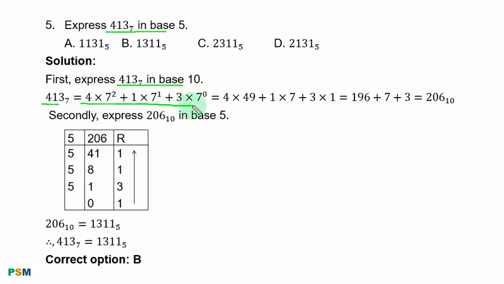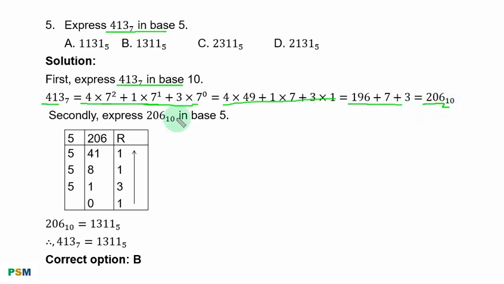When you are done with that, you assign powers to the base number starting with 0 from right to left. So the first base number here, the power is 0, followed by power 1 and 2 respectively. When you simplify, you have these results, followed by this, and you have 206 base 10.